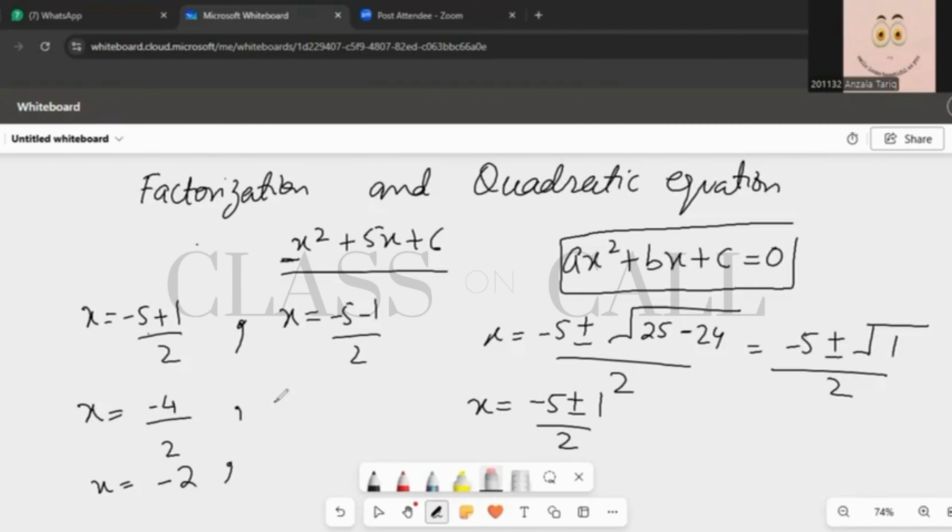And then x is equal to minus 5 minus 1, so we add them and keep the bigger sign, and we get x is equal to minus 3. From here we can say x plus 2 is equal to 0, and x plus 3 is equal to 0. So we got the same factors which we got from factorization. It's our choice how to solve the quadratic equation. We can use the quadratic formula as well as the factorization method.